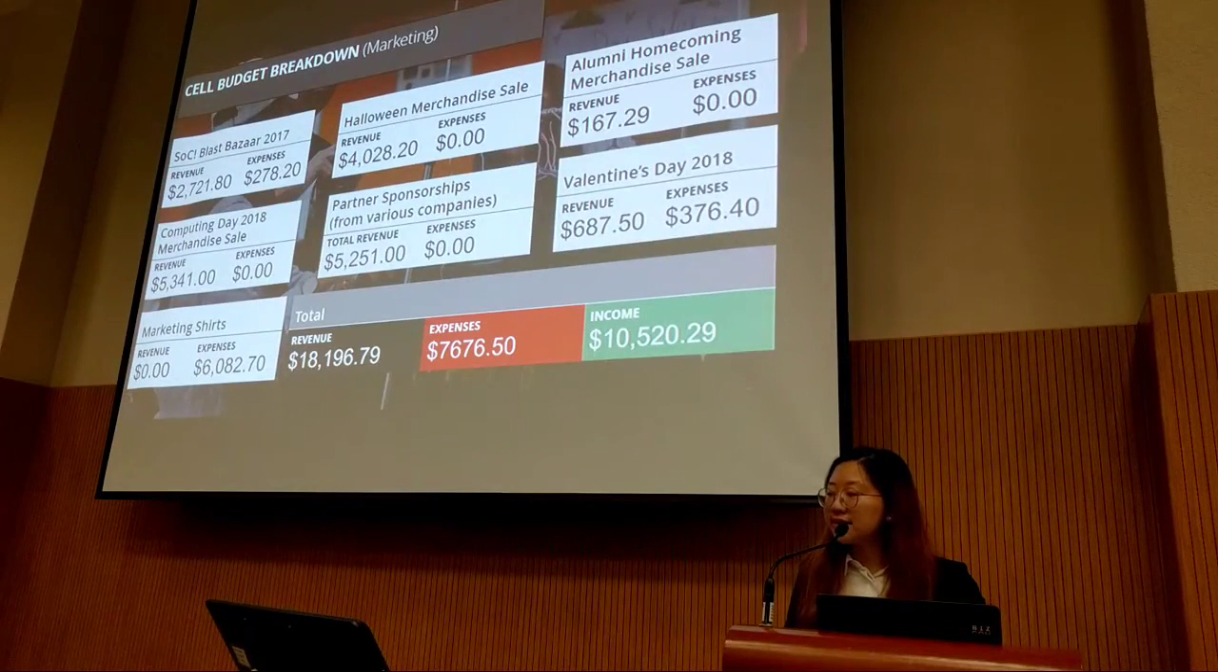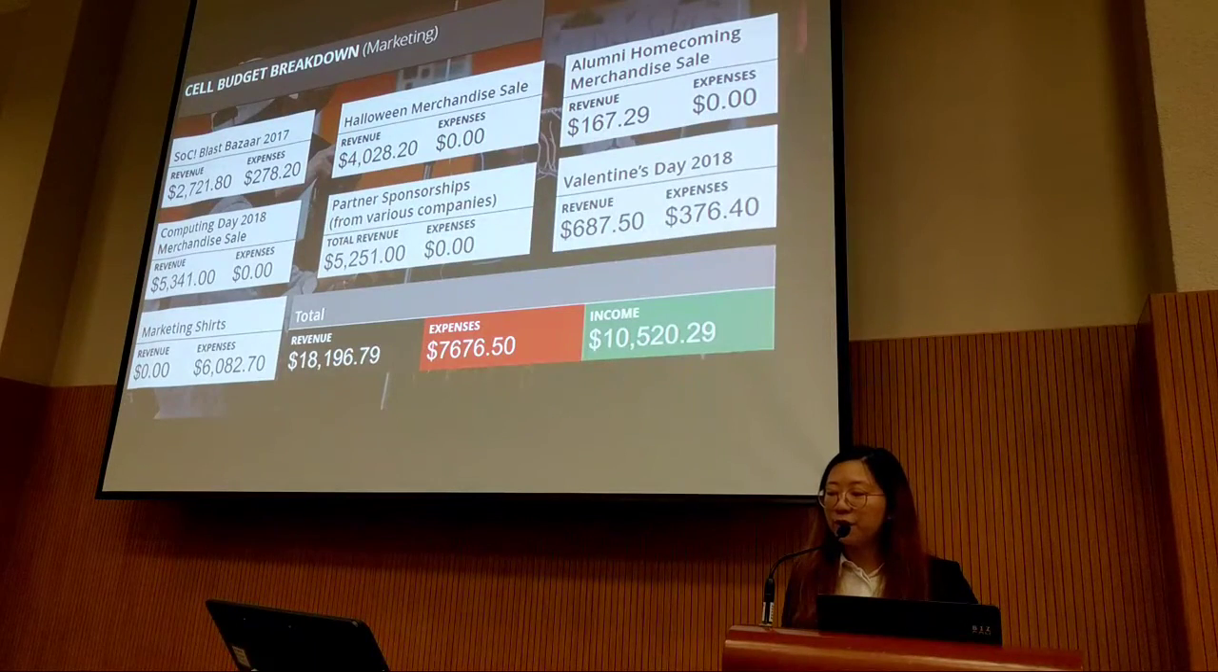Next we have the Halloween merchandise sales. We'd like to thank the welfare cell for having us in their event to hold these merchandise sales, and the revenue is $4,000. We also want to emphasize the Alumni Homecoming merchandise sale. Although the revenue earned was $167, we are grateful that they invited us, so that we can sell the shirts to alumni who may have missed the previous sales.